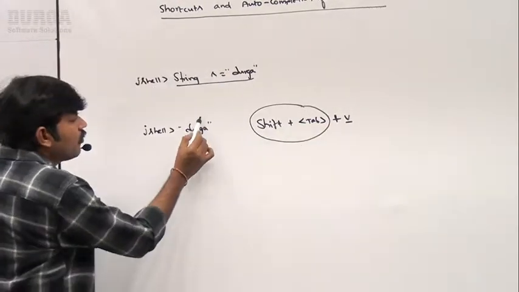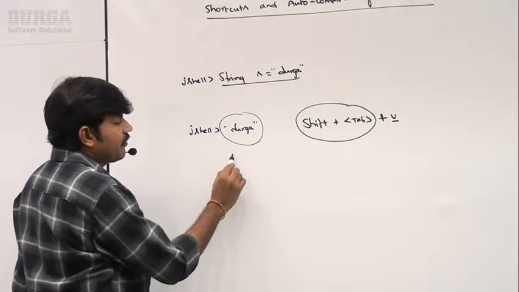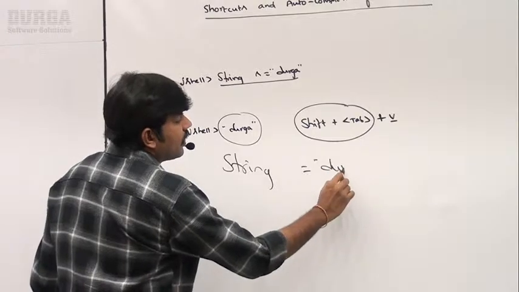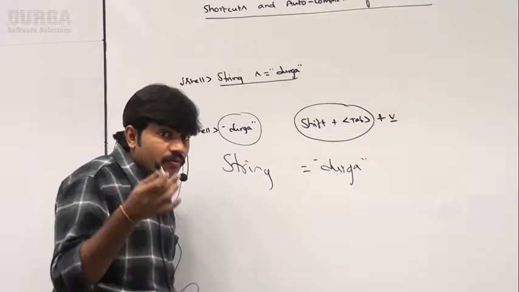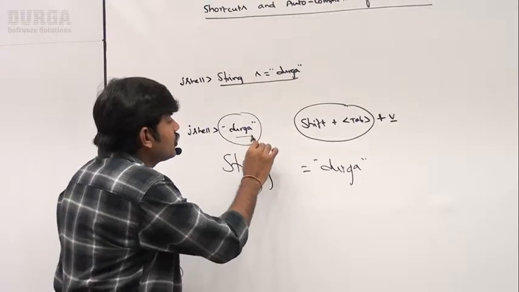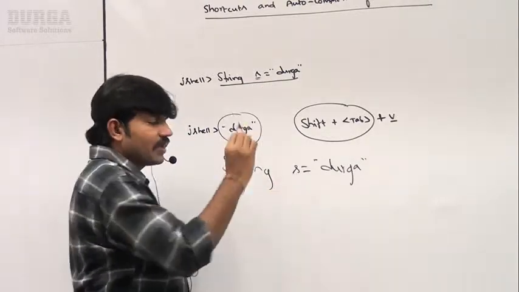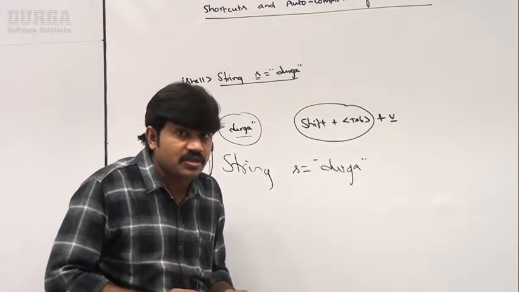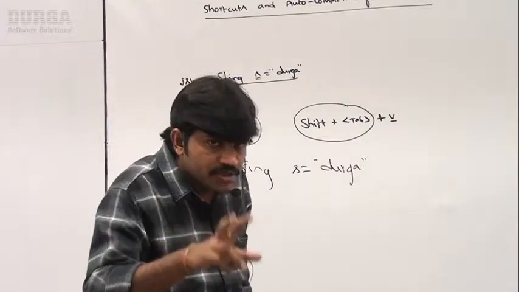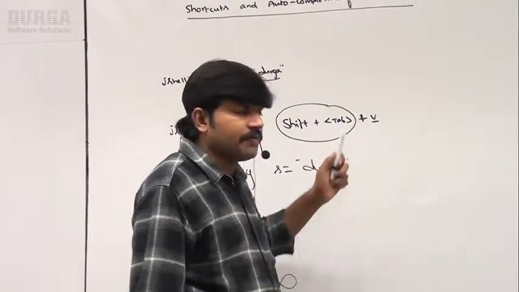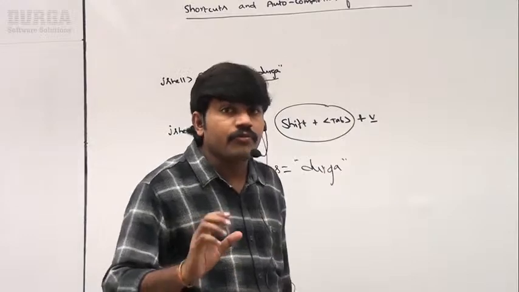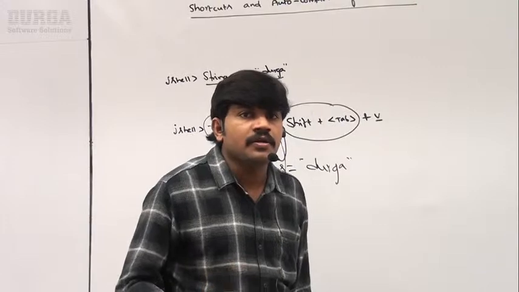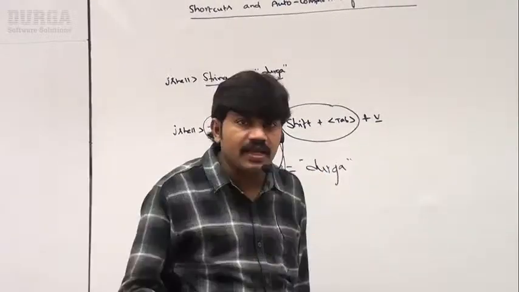Then immediately it's going to recognize the String value and provide String = "Durga", like this. Then your job is to specify only the name. How beautiful these shortcuts are. You just require Shift+Tab followed by V, variable creation. Just provide the value, and the complete variable declaration line will be there by default.